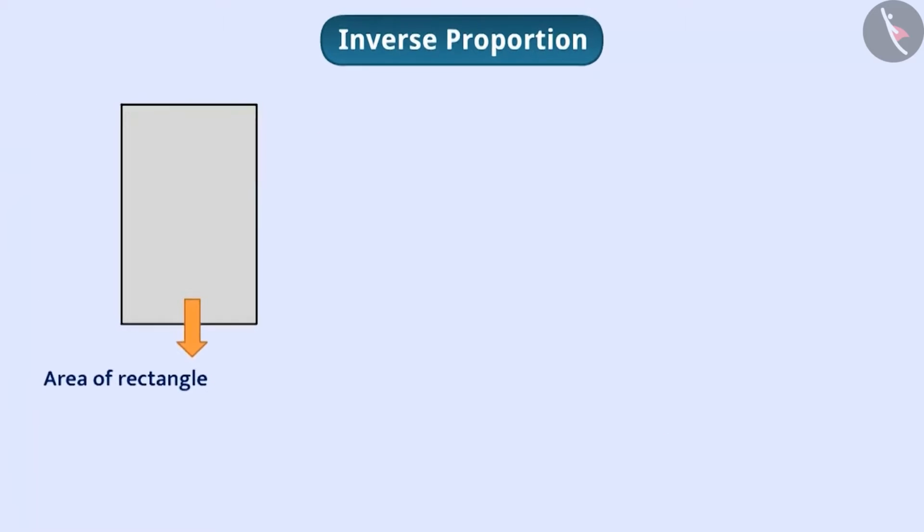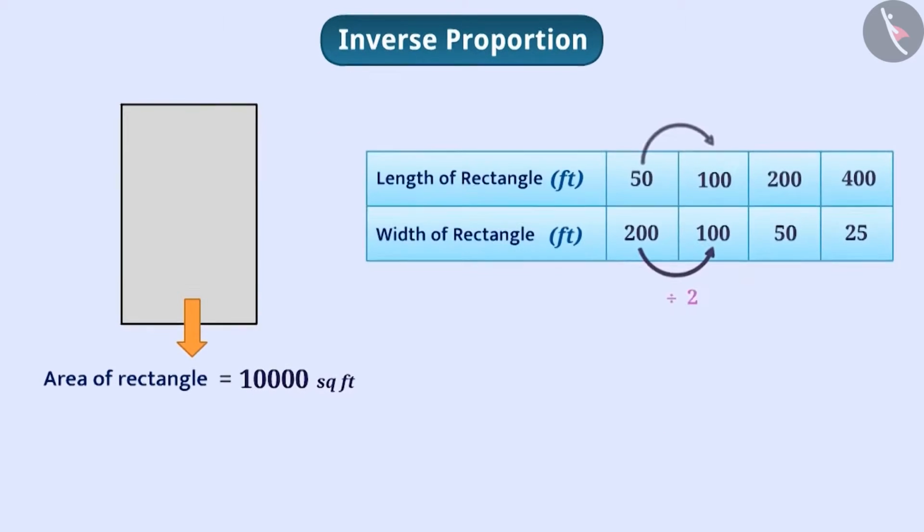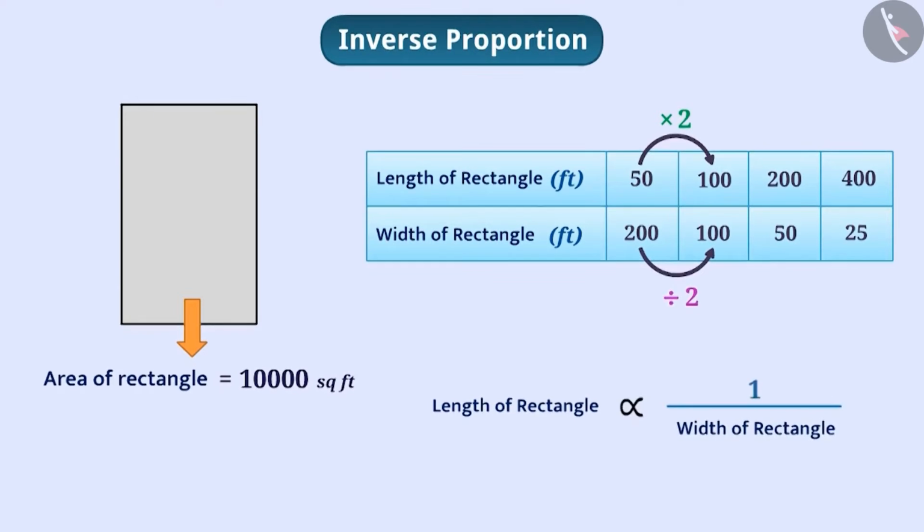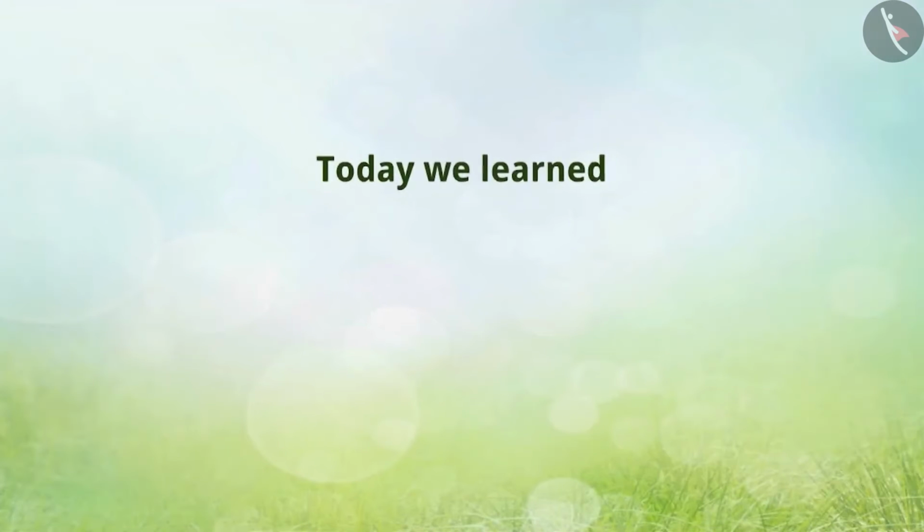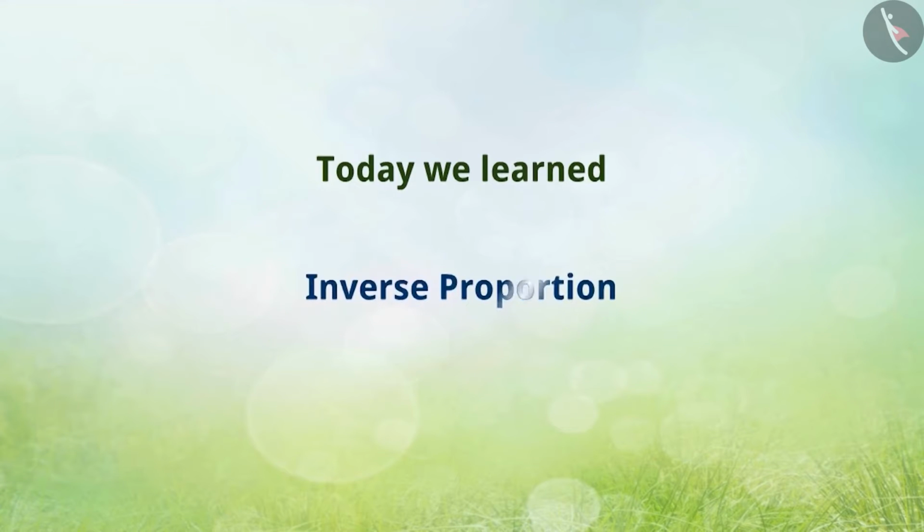When the area of a rectangle is kept constant, there will be a proportionate decrease in the width as the length increases. Therefore, the length and the width of a rectangle with a fixed area are inversely proportional to each other. Similarly, find more situations where inverse proportionality appears. So today we learned the properties of inverse proportion. In the next video, we will look at some examples related to it.